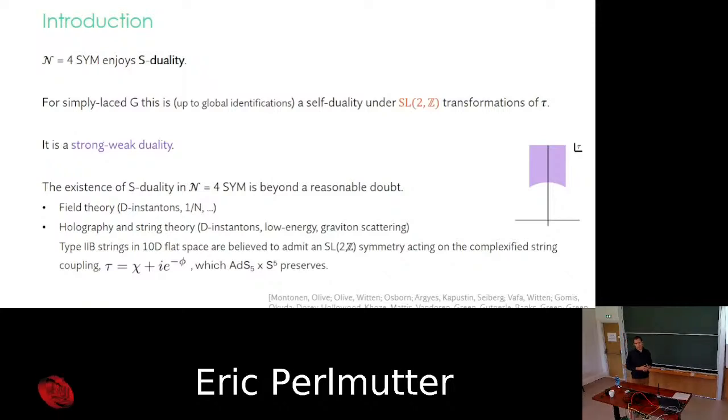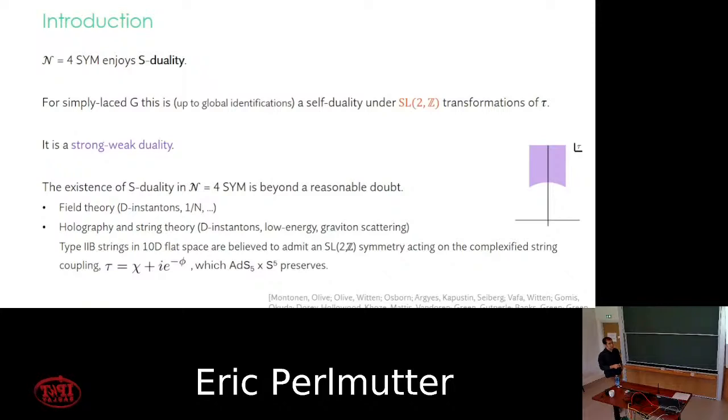There's been a lot of work on this going back pretty much 40 plus years on the field theory side, and then starting 25 years ago in the context of holography. And all computations, whether they're related to instantons or the coupling constant dependence of terms in the 1/N expansion of things like correlation functions, all confirm the existence of this invariance of the theory. You might be familiar with the statement, if you're a string theorist, that 10D strings in flat space admit an SL(2,Z) symmetry of their own, which acts on the complexified string coupling, also usually called tau. And the AdS5 times S5 compactification, which is dual to the N=4 theory, preserves this symmetry. So those SL(2,Z)s are mapped to each other under the correspondence.